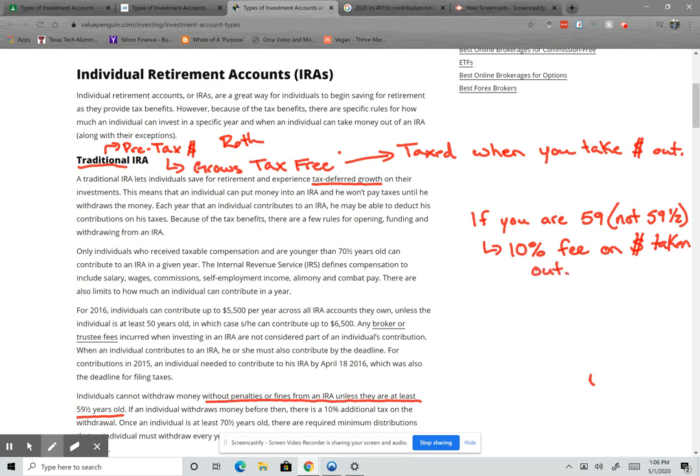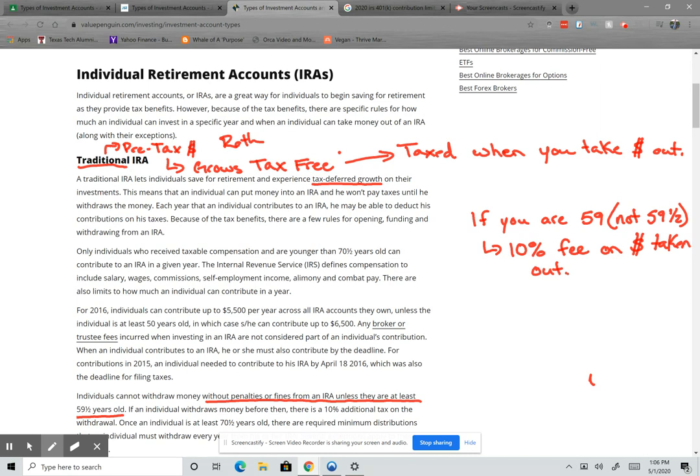So you take out $10,000. If you're 59 and a half or 60, take out $10,000, no fee, you just pay tax on that $10,000. If you are 59, 6 months early, and you take money out, you will pay a fee of 10%. Took out $10,000, you're going to have to pay $1,000 plus tax on the $10,000 you took out.